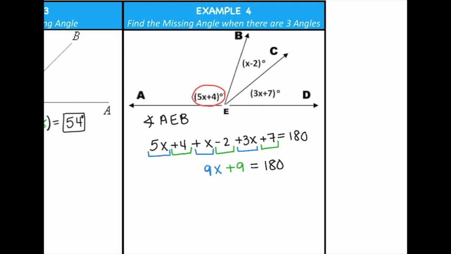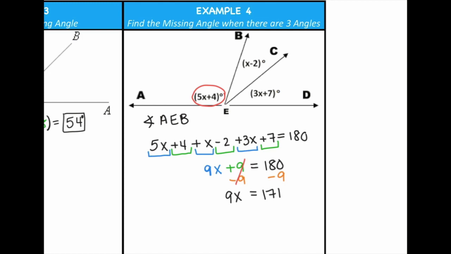Now in order to find x, think about what that first step is that we need to do. We need to isolate the term with the variable, so we have to move that constant first. So because it's plus 9, we're going to have to do minus 9 on both sides. It cancels out on the left, leaving 9x, and on the right, we do 180 minus 9, which is 171.